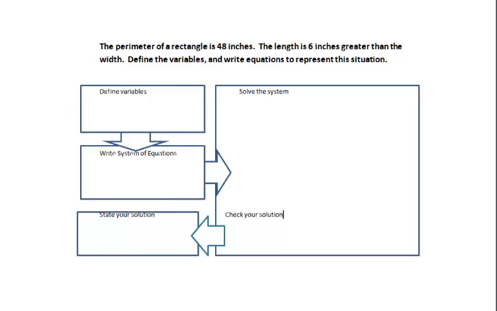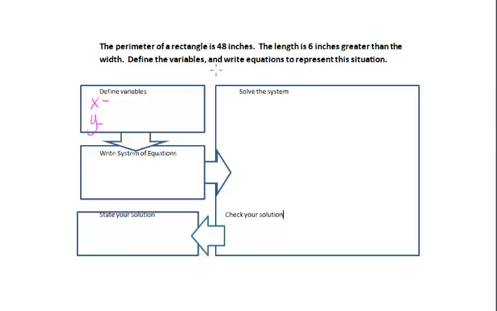The perimeter of a rectangle is 48 inches. The length is 6 inches greater than the width. Define the variables and write the equations to represent this situation. Okay, let's start defining some variables, shall we? Again, I make mine X and Y. I am a creature of habit and I just like them.